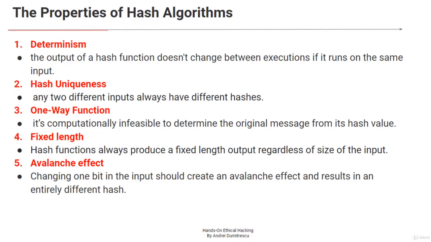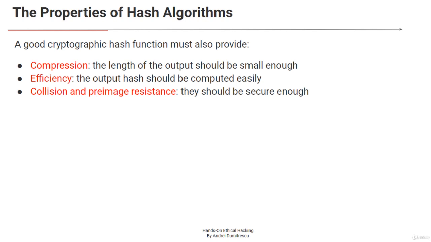These five properties we've just discussed are the most important ones of any hash function. A good cryptographic hash function must also provide compression, efficiency, and collision and preimage resistance. Compression means that the length of the output should be small enough. Efficiency means that the output hash should be computed easily enough in terms of time and hardware resources. And collision and preimage resistance means to be secure enough.